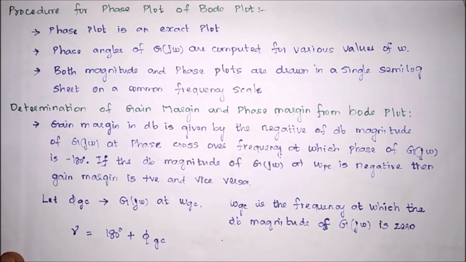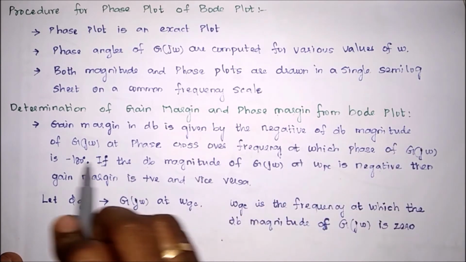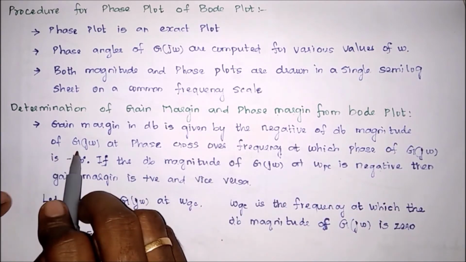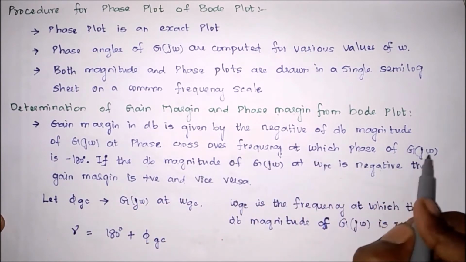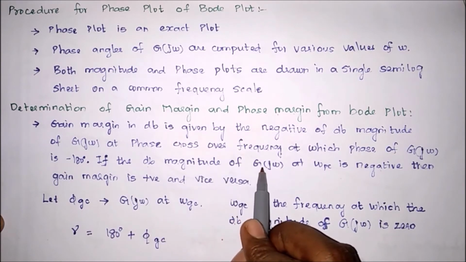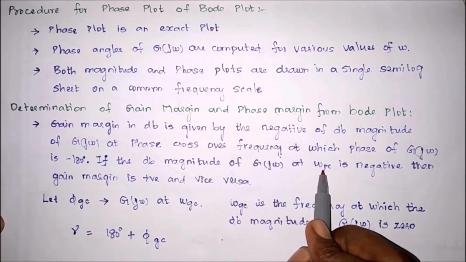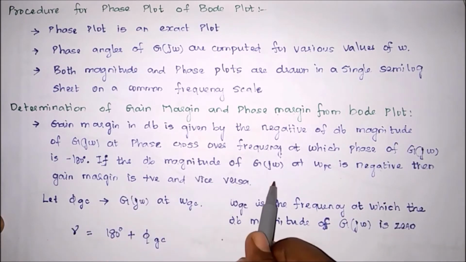For example, now the gain margin in decibel is given by the decibel magnitude of G of j omega at the phase crossover frequency, at which the phase of G of j omega is minus 180 degrees. If the decibel magnitude of G of j omega at the phase crossover frequency is negative, then the gain margin is positive and vice versa.